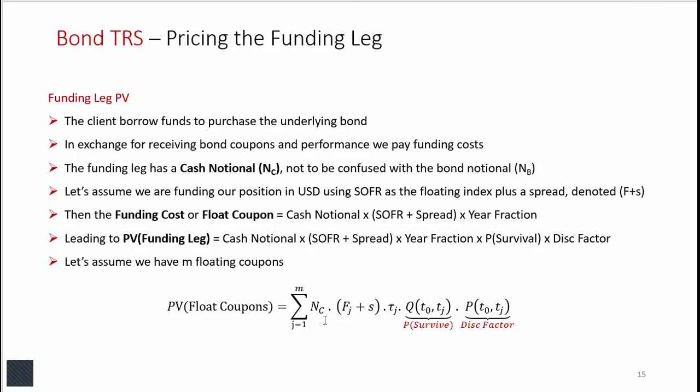If you put all that together and sum up the PVs for each of the coupons, you have the cash notional of the funding leg times the floating index plus the spread, times the year fraction, and then multiplied by the probability of survival and then multiplied by the discount factor. So it's just simple linear calculations. That's quite nice. You sum them up and then you get the PV of your float leg.